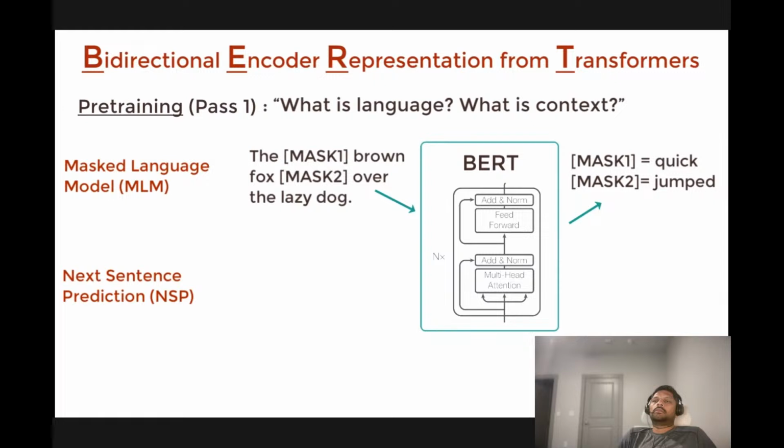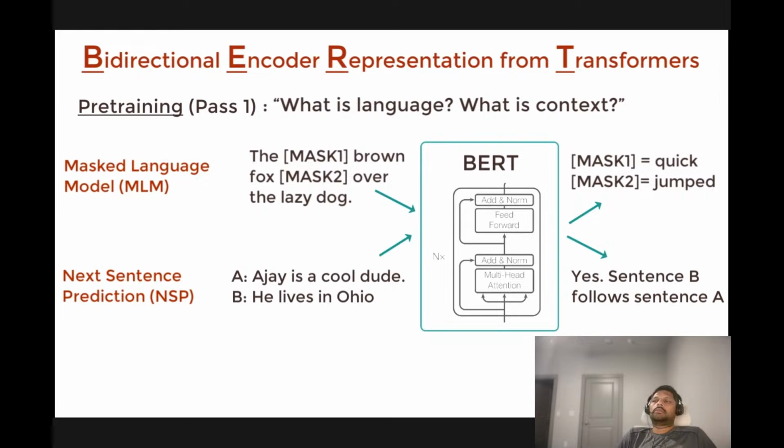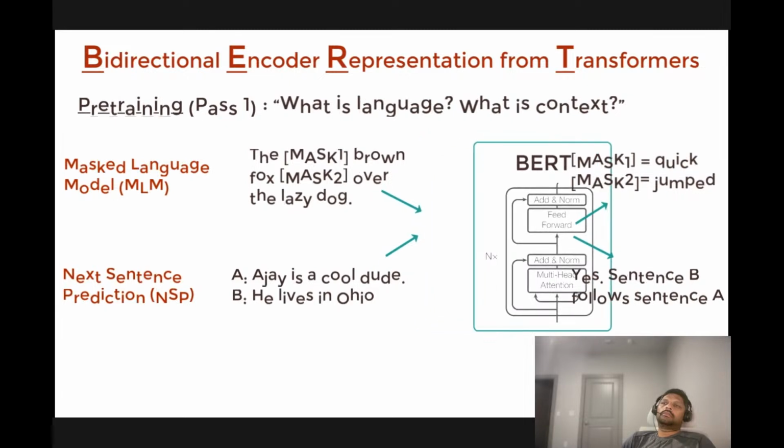In the case of next sentence prediction, BERT takes in two sentences and it determines if the second sentence actually follows the first, in kind of what is like a binary classification problem. This helps BERT understand context across different sentences themselves. And using both of these together, BERT gets a good understanding of language.